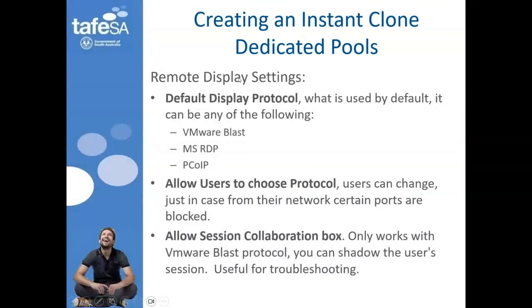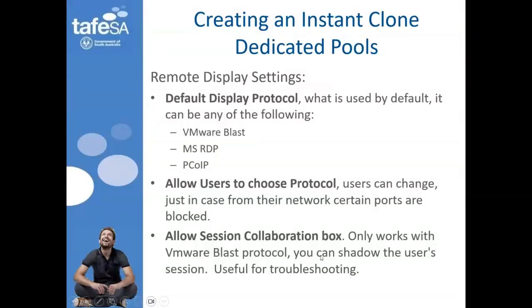Okay, so remember we talked about the display protocols just before. When we go to configure these things, there's a default display protocol, which is what is basically used by default. It can be VMware Blast, it could be Microsoft Remote Desktop Protocol, it could be PC over IP. You choose which one you want to use as default, but we could also allow the users to choose themselves. So you can set a default, but then the user can choose one of the three anyway. You allow users to choose just in case they're on a network where one protocol is allowed and another protocol is not allowed, so they can connect with whichever one they want to use.